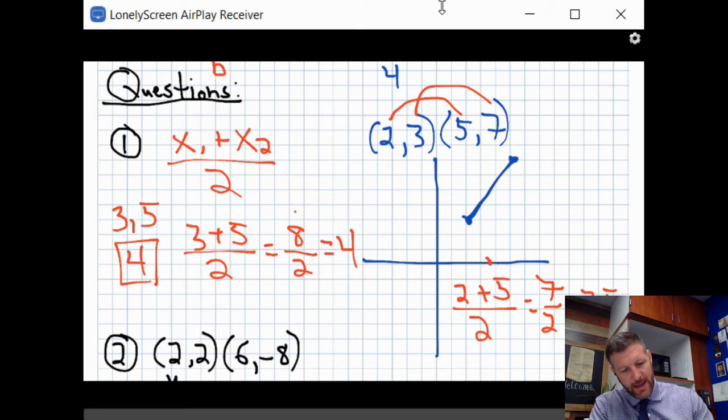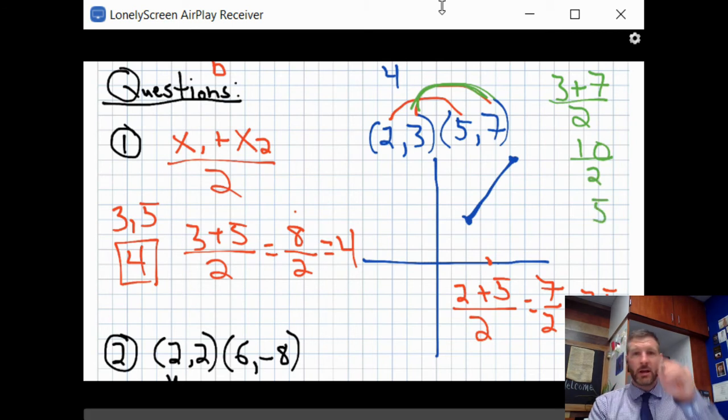So 3 and right here, 3 and 7. I can just do the work up here. 3 plus 7 divided by 2. Okay, that's going to be 10 over 2. So that means it's at 5. So the vertical midpoint is at 5. 1, 2, 3, 4. It's going to be right here.